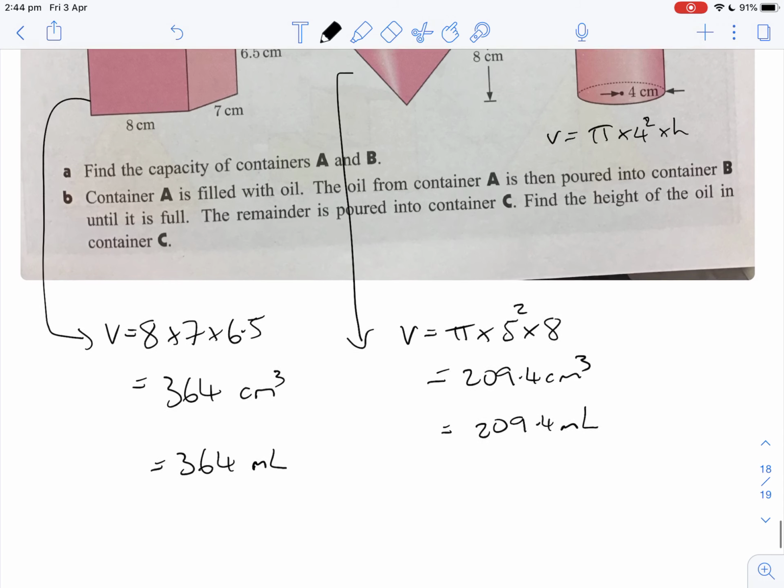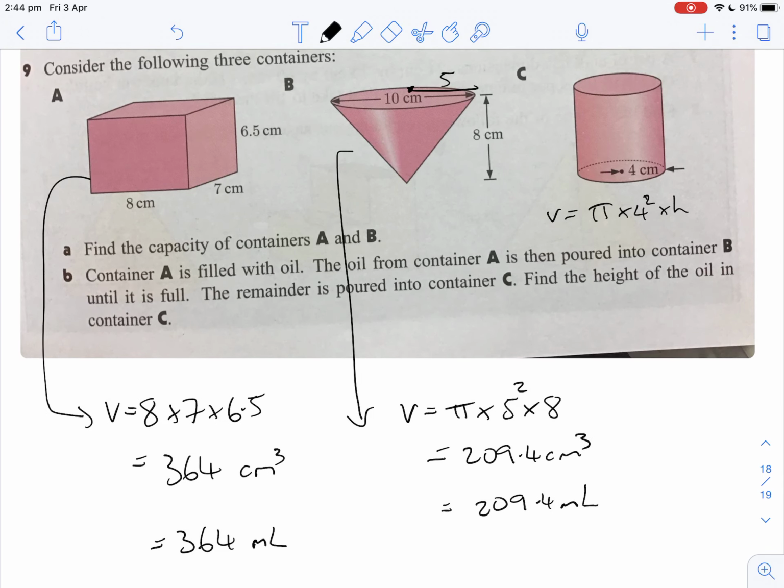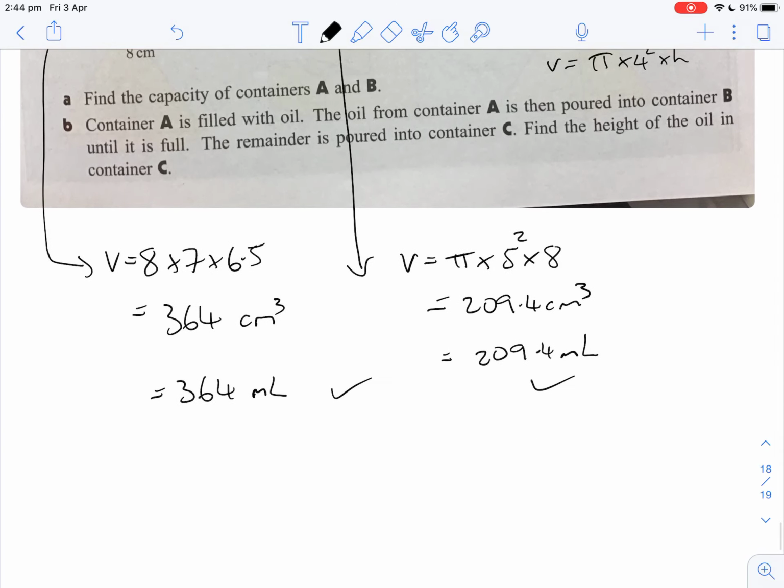This one here, if we read the full question, they actually require you to work through the first 2 and then work out the height here. So I'm going to read you the question. It says, consider the following 3 containers. Find the capacity of A and B, which is what we've done down here. Container A is filled with oil. The oil from A is then poured into container B until it's full, and then the remainder is poured into C. So basically, to work out C, we're going to use some algebra.